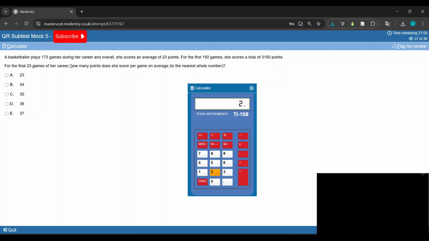173 times 23 is the overall number. For the first 50, she scores that many. So then you can get that number. Subtract 3150, and then you have to divide that by 23. So she scores on average 36.